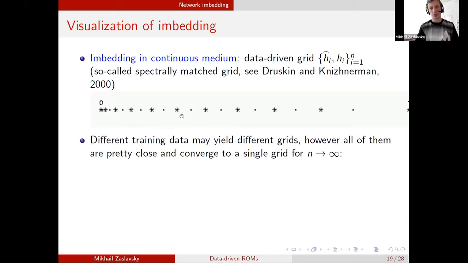I plotted how the grid steps h I and h I hat look. Stars are nodes related to the hat grid steps, and dots are nodes related to h I, the nodes without any hat. As I mentioned, different training sets may yield different grids. However, all of them are pretty close and converge to a single grid when the size n of the reduced order model tends to infinity.